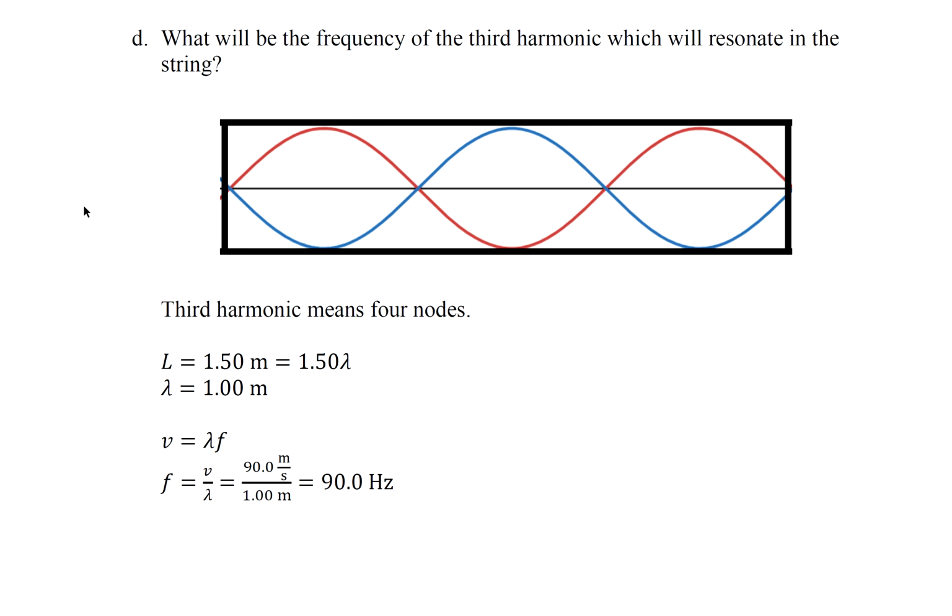Part D, what will be the frequency of the third harmonic which will resonate in the string? So the third harmonic means 4 nodes. So L is equal to 1.5 meters, which is 1.5 wavelengths. We could see from the figure there's 1.5 wavelengths. So lambda is 1 meter. V equals lambda f. So just solve for f.